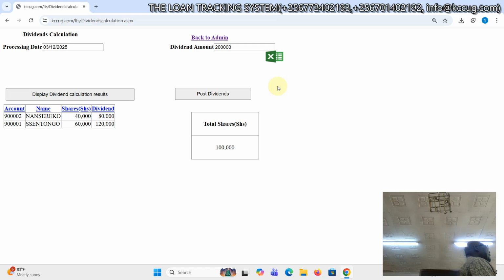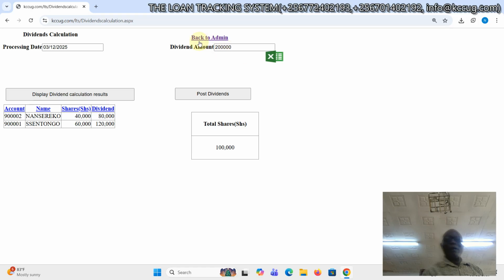You get cash, or you have never shared. These dividends, you should put them on the savings account. It's not necessary to pay cash. That's the most civilized way of doing it. So when you tell the computer to post dividends, because it has a savings account for every member, it is going to post that information to the savings account.